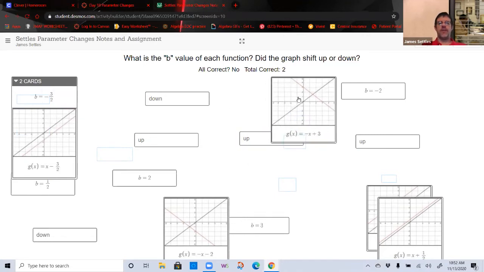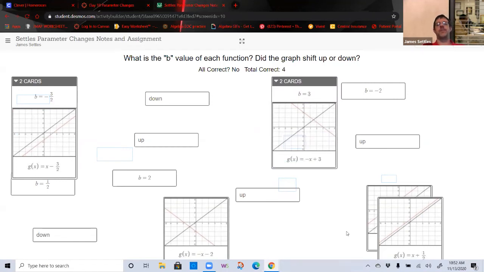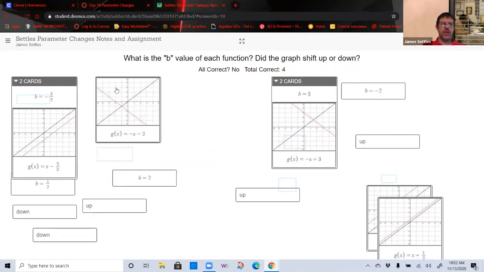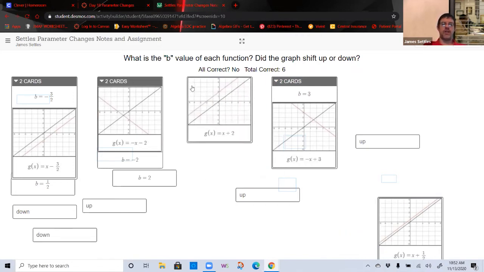And then I have -x plus 3. I am only worried about that plus 3. So which of these has B is equal to plus 3? Drag that, or it just says B equals 3. Okay. Then I'm going to look at the one that has -x minus 2. So I'm looking for a -2. B is -2. So I found that, put that on there. Your total correct should be going up because we're just taking care of the B's.